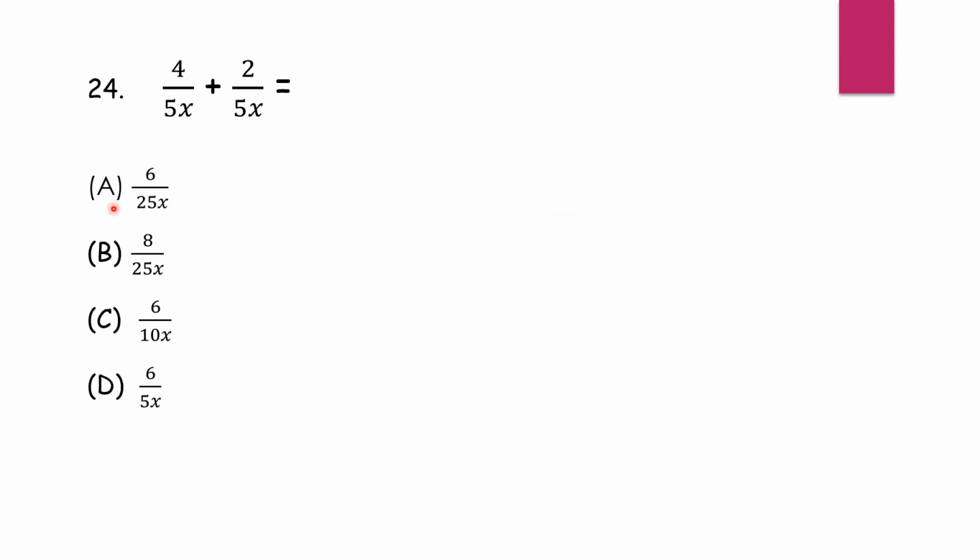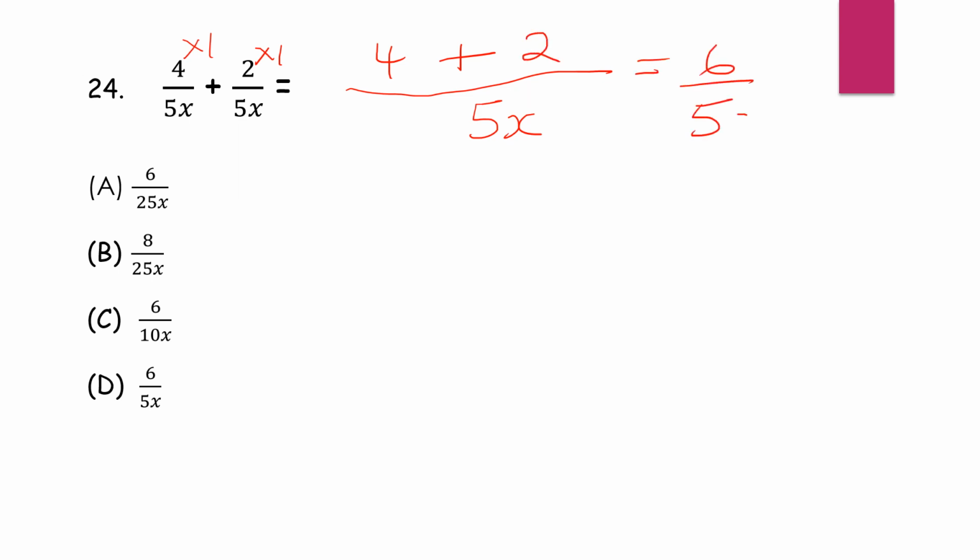Question 24. 4 over 5x plus 2 over 5x. We have the same denominator, so we're going to draw this line here. I'm going to write our 5x. So 5x into 5x is 1, so 4 times 1 is 4, plus 5x into 5x is 1, 2 times 1 is 2, equal to 6 over 5x. So the answer is D.